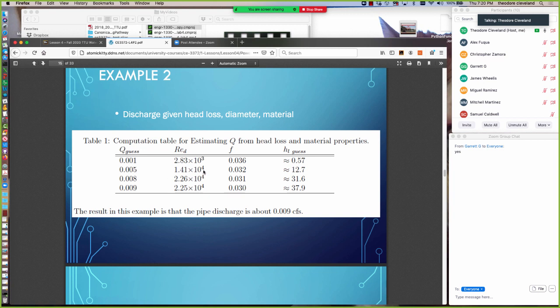Reynolds number is computed. New friction factor is looked up in the Moody chart, 12 feet of head loss. Well, we're headed in the right direction, pun intended, but we need to increase it some more. So we go up to 0.008, Reynolds number, friction factor 0.031, you get 31 feet of head loss. So we increment a little bit more, 0.009, Reynolds number, friction factor, 37.9. We could conceivably go up again.